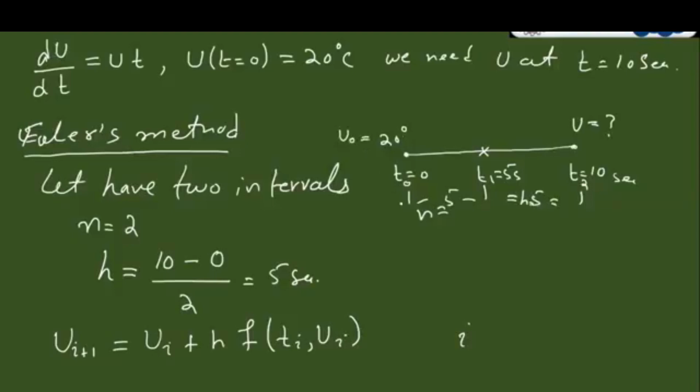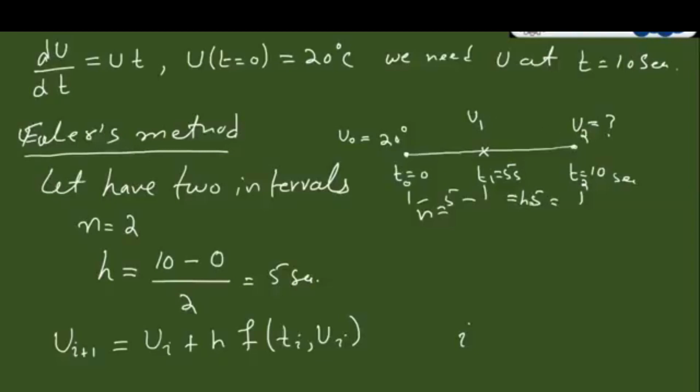T naught, u naught. Similarly, T1 is the time at 5 seconds, and the temperature at that time is U1, which is not known to us because we only have a temperature initial condition at the moment. We have to find U1 first, and then using U1 we will try to move forward. So T2 is the ending time. The problem says I need a temperature at 10 seconds, so T2 will be the ending time, which is 10 seconds. Let's say the temperature which is unknown is U2. So U1 and U2 are unknown.